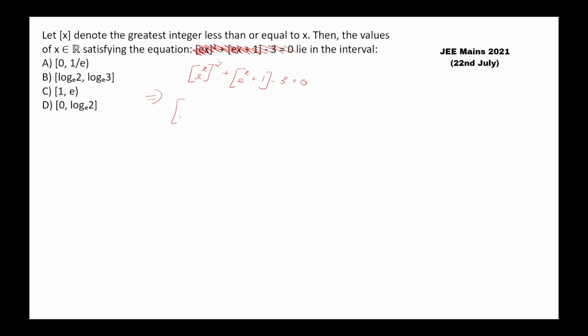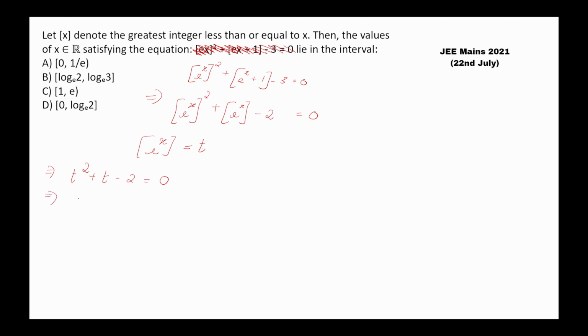We get (e to the power x) whole square plus e to the power x plus 1 minus 3 is equals to 0. Now I'll simply write this down as minus 2. Now what I'll do is I'll assume e to the power x, this bracketed function, is equals to t. So what would I be left with? This would become t square plus t minus 2 is equals to 0.